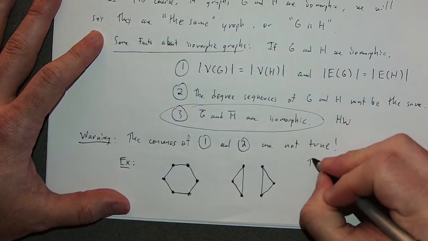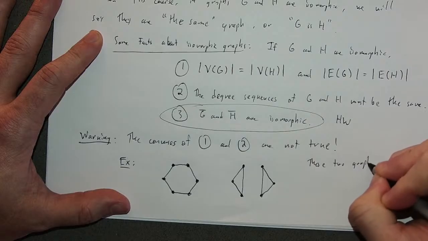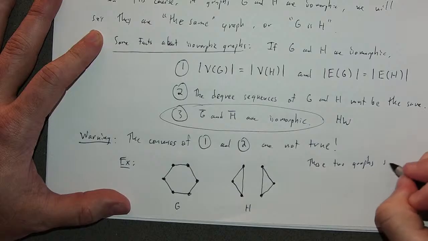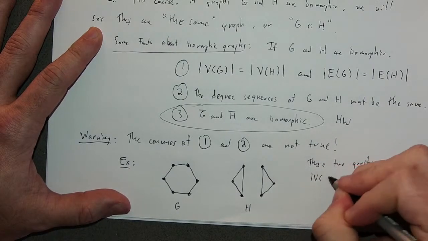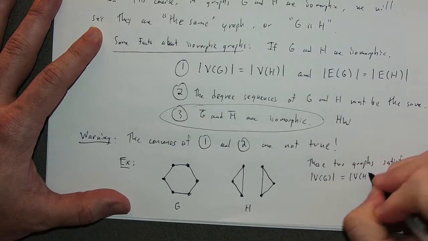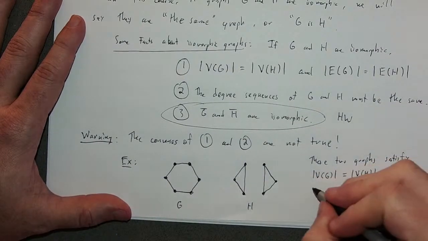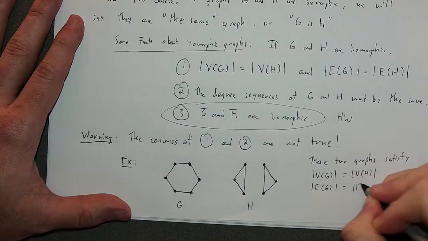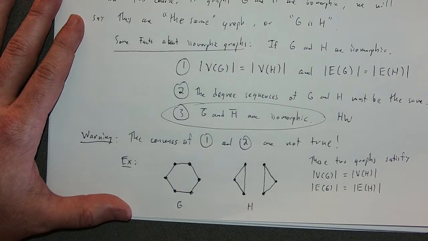These two graphs, let's label them G and H. So here's G, here's H. These two graphs satisfy: the vertex set of G is equal to the vertex set of H. We could even use the same letters to label them if we want. The edge set of G is equal to the edge set of H. And their degree sequences are the same.